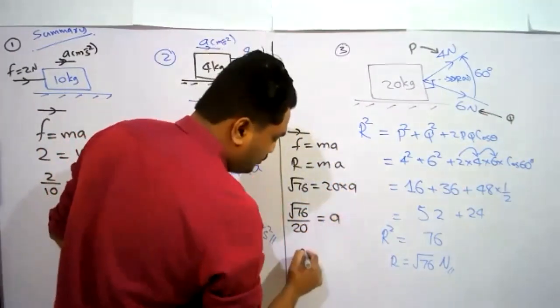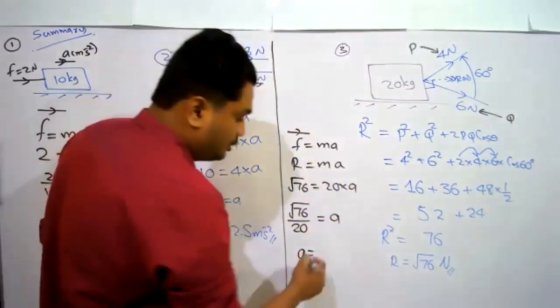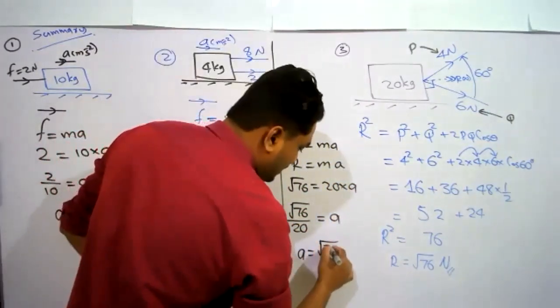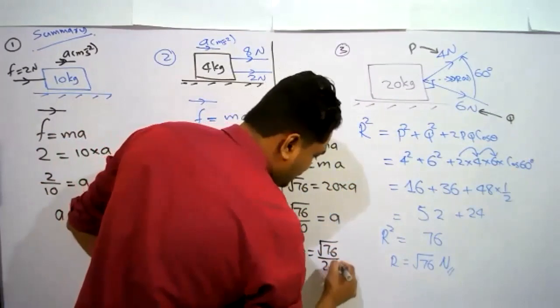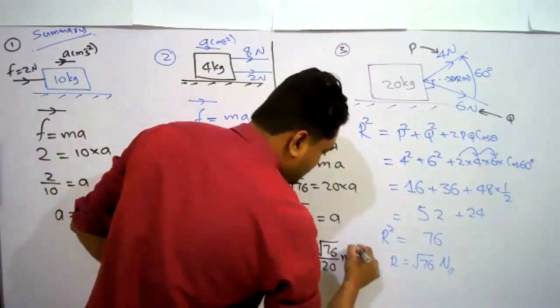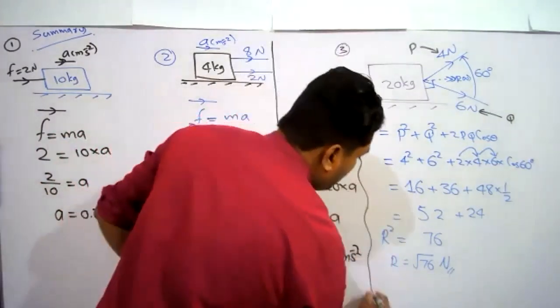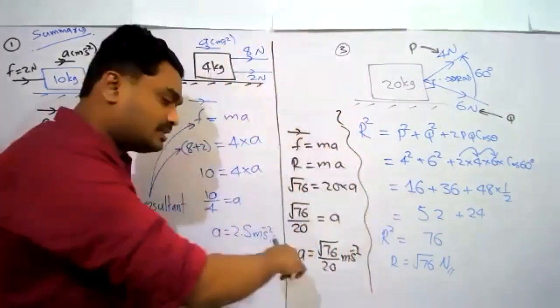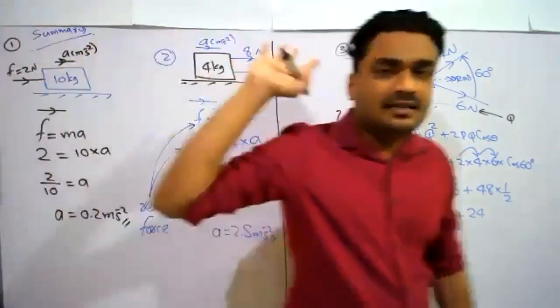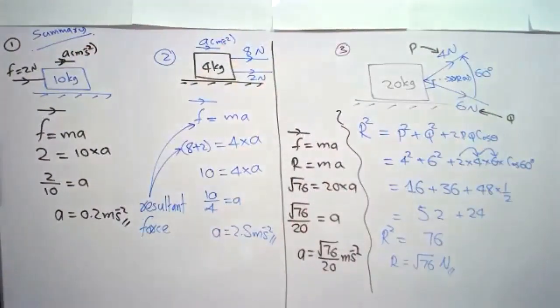equals A. So please write the acceleration with the unit. Square root 76 divided by 20 meter per second squared. Do not forget to write the unit. Who got the answer up to this level here? That is enough, no need to simplify. Please raise your hand up in the Zoom chat if you have obtained this answer. Okay, very good.